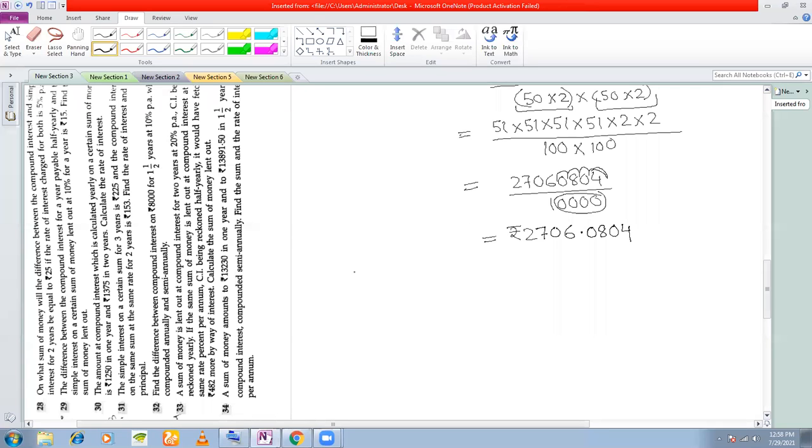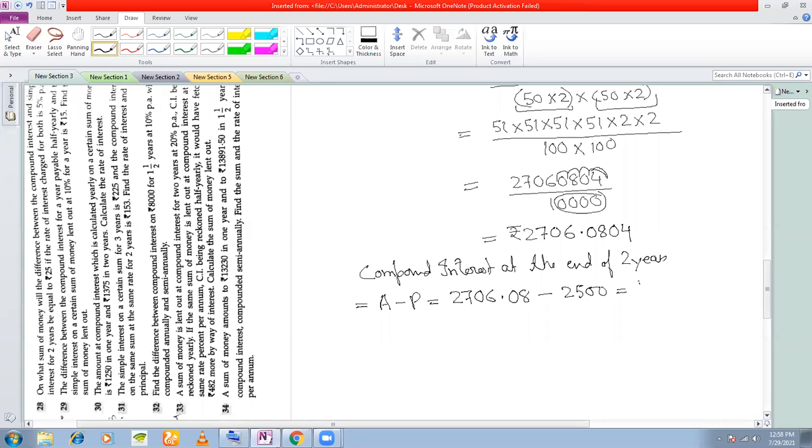Okay. Now, what should be the compound interest then? Compound interest at the end of 2 years, you will get this as amount minus principal. So you're getting 2706.08. Let's take 0.08 only, because 8 paisa, minus principal was 2500. So you're getting rupees 206.08. Right?